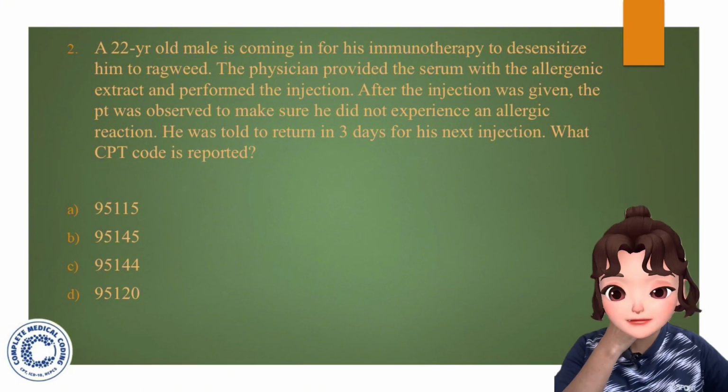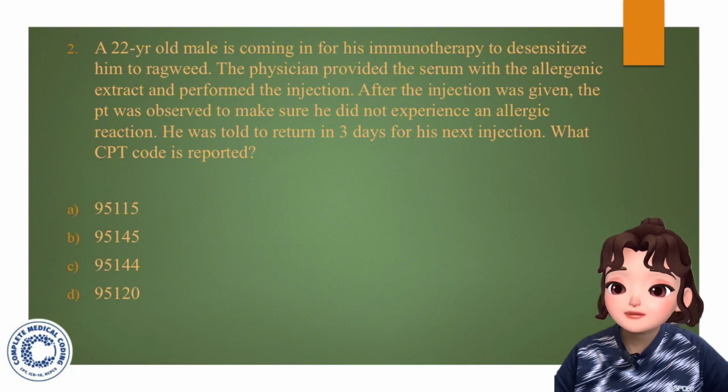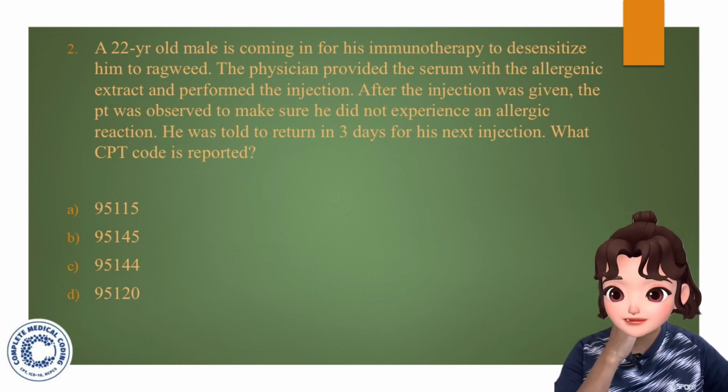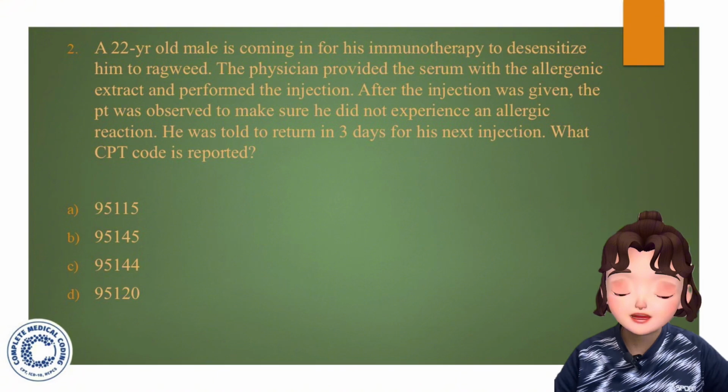Professional services for the supervision of preparation and provision of antigens for allergen immunotherapy. This is not supervision. This is given. The injection has been given. So this is not supervision, so we cannot quote 95145. And if you check 95144, that is also supervision: professional services for the supervision of preparation and provision of antigens. This is also not supervision, so this is also not the correct answer.